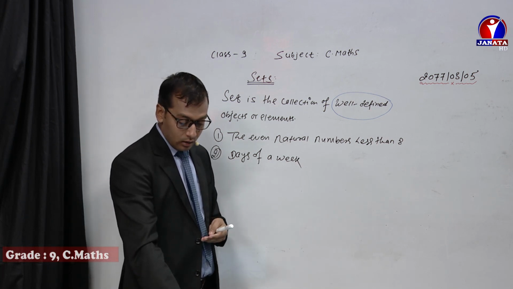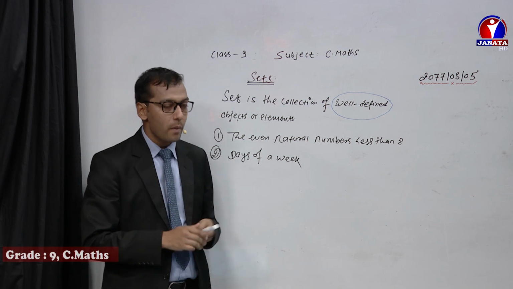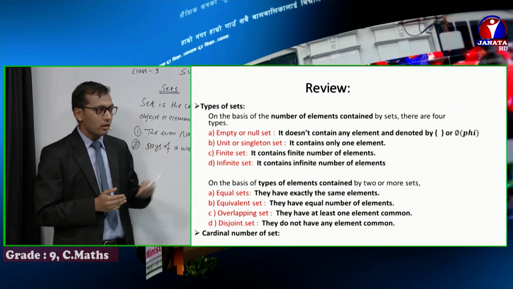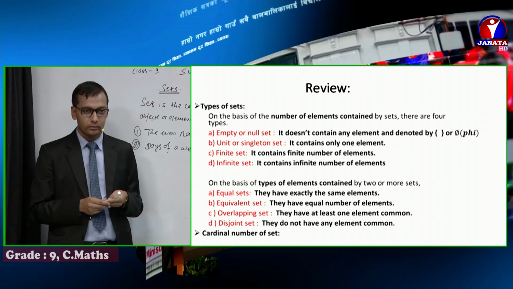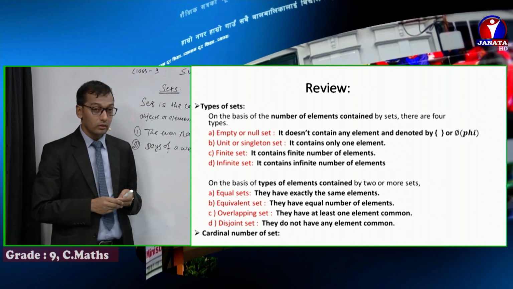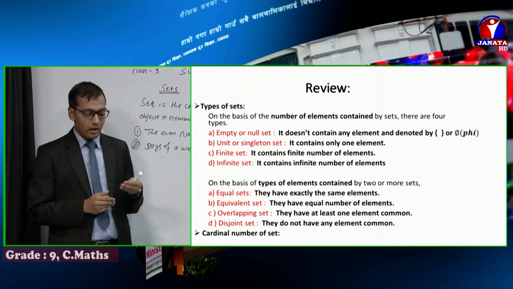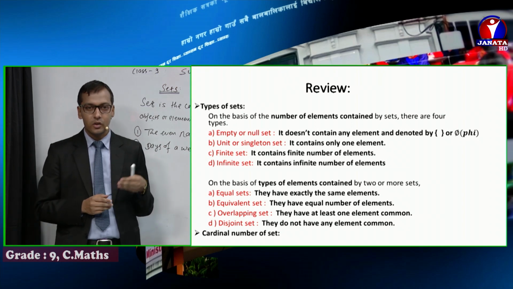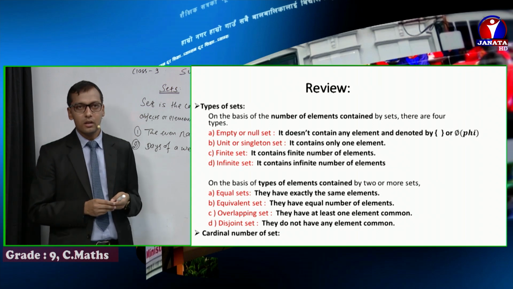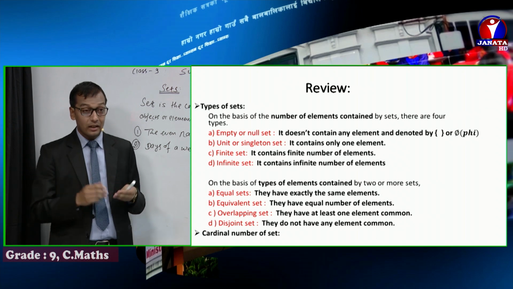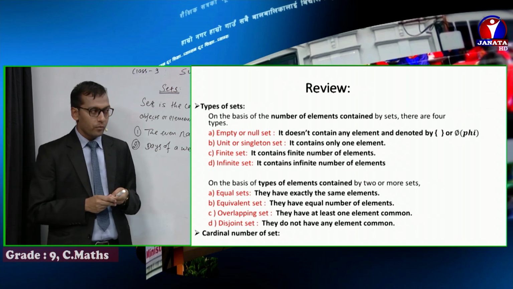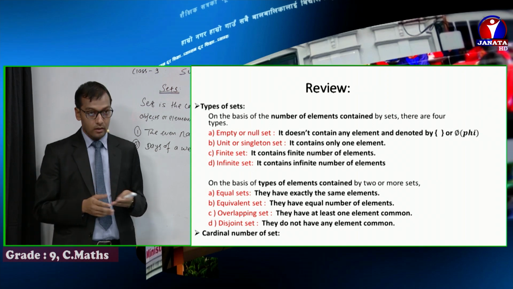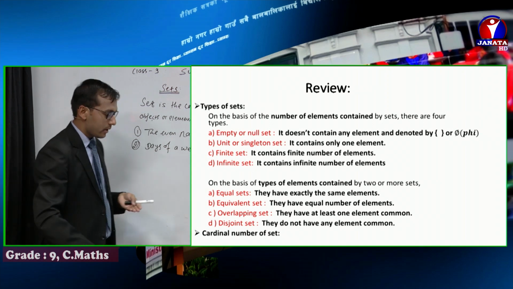Now let me move into the next slide. Let's have a short look at the slide. You can see it is a review of set. I'm just recalling the topic set. Here are different types of set that we learned in grade 9 too. But these are not so important for grade 9 class. Still, let's try to understand what the types of set are, what the set operations are, and what the cardinal number of a finite set is.